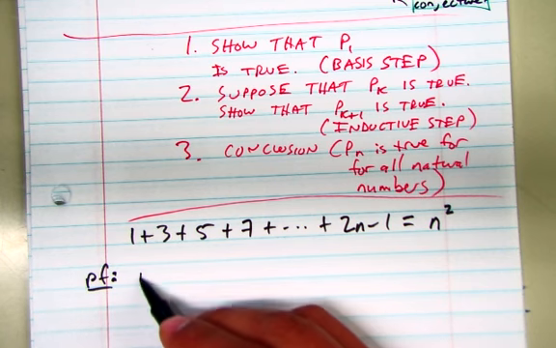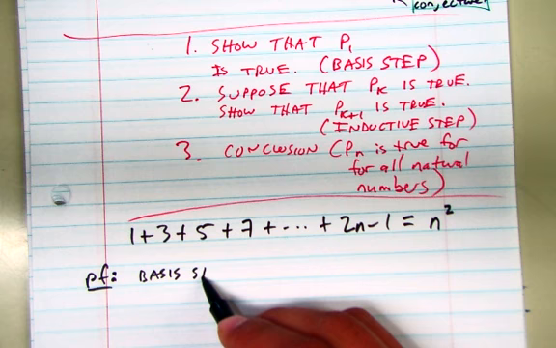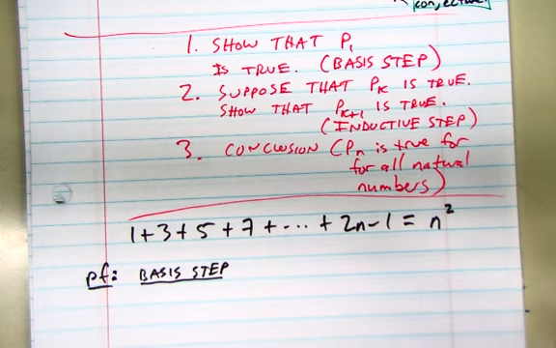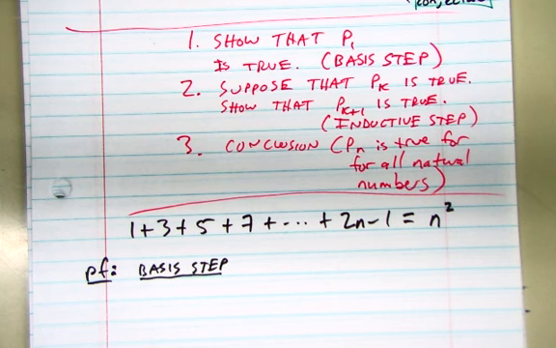So first we have the basis step. Okay, so it's not a 2-column proof. We're actually going to write sentences and show things so that things make sense.